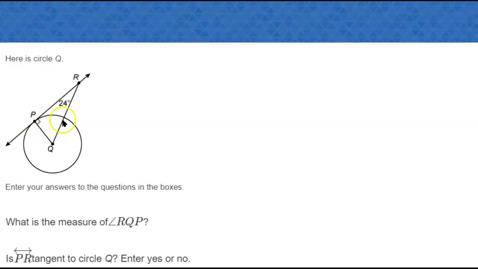They've notated that here. Therefore, we can say 24 plus 90 plus Q is equal to 180. We can add 24 plus 90, subtract it from 180, and we will find the value of X.